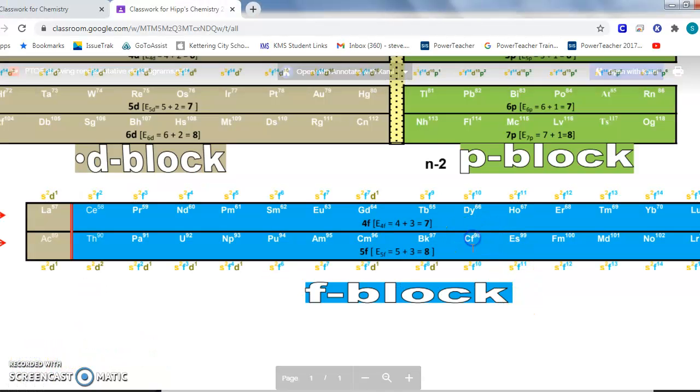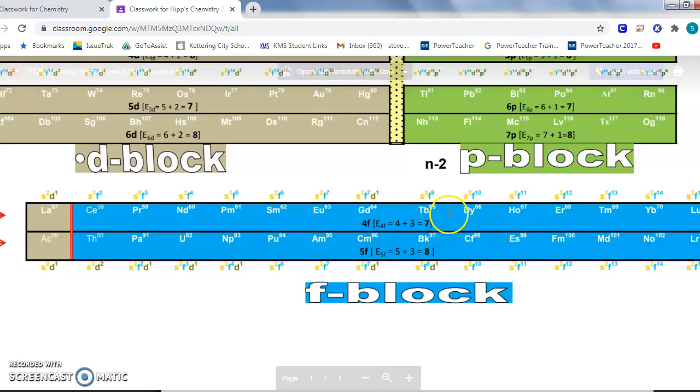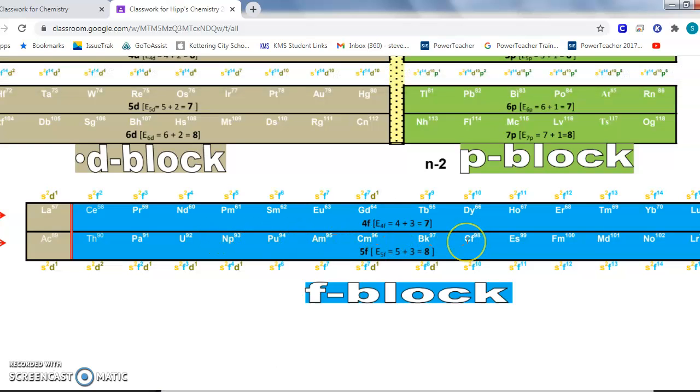Californium 98 is way down here in the 5f. It is the 1, 2, 3, 4, 5, 6, 7, 8, 9. Did I count that right? It is the 9th one over in the 5f. When we're done, it should be an s2f10. You see the s2f10 underneath there. So there's californium.